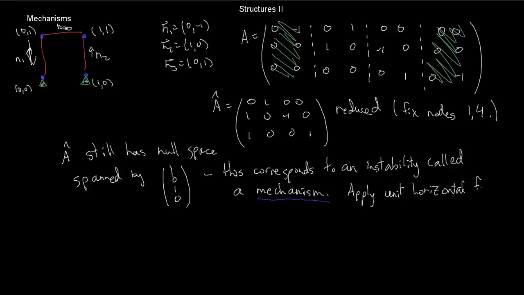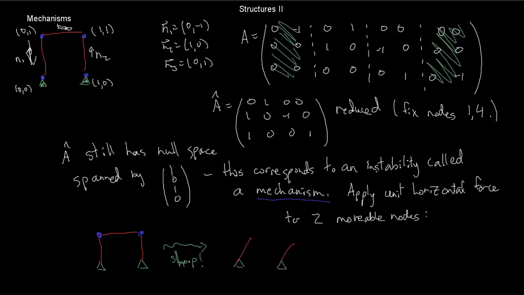Well, nothing very good. Remember that even though I fixed nodes 1 and 4, they're still allowed to freely rotate. So when I apply my horizontal force to my 2 movable nodes, what happens is that I start out with my structure in a nice, beautiful square, like this. And then I push the top over. It goes shoop. And now it looks like this. Those 2 nodes are still fixed down there, but the whole thing moves over like so.